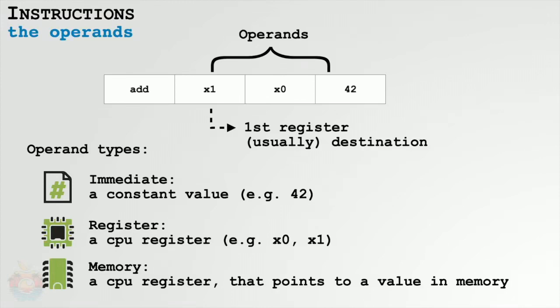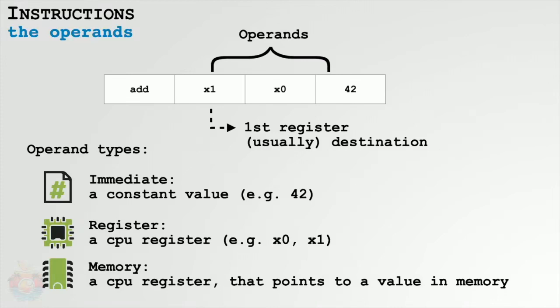First up, we have the immediate operand, which is simply a constant, something like 42. A register operand is simply one of the registers we mentioned, for example, X1, X0. And then finally, you can also have a memory operand, which is a register value that points to a memory location. So it's really just a pointer.